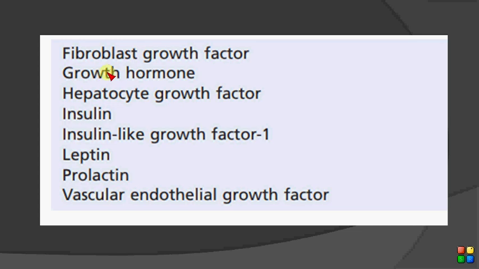So these are the different hormones which promote their effect via the JAK-STAT pathway or tyrosine kinase pathway. It includes fibroblast growth factor, growth hormone, hepatocyte growth factor, insulin-like growth factor, leptin, prolactin, and vascular endothelial derived growth factor. So it was all about today's lecture.